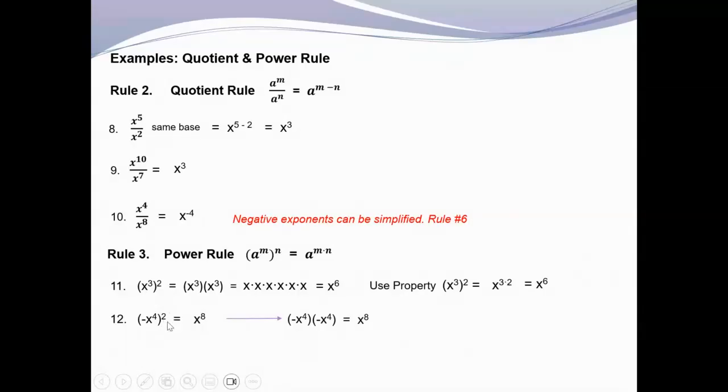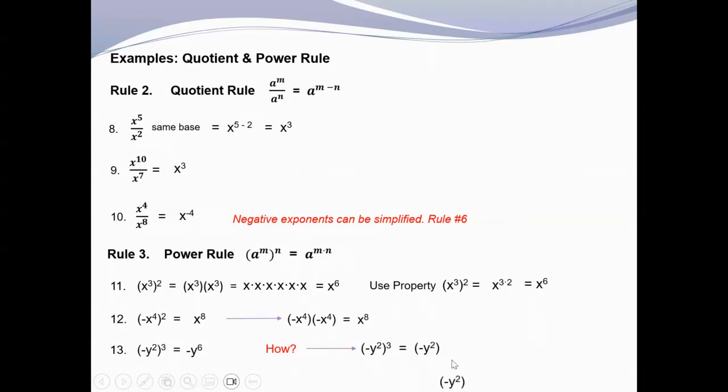If the power on the outside was odd, then the answer will be negative. For example, this one here, it's negative, so we know that's going to be negative, but it'll be negative y to the 6th power. But first, let's expand it.